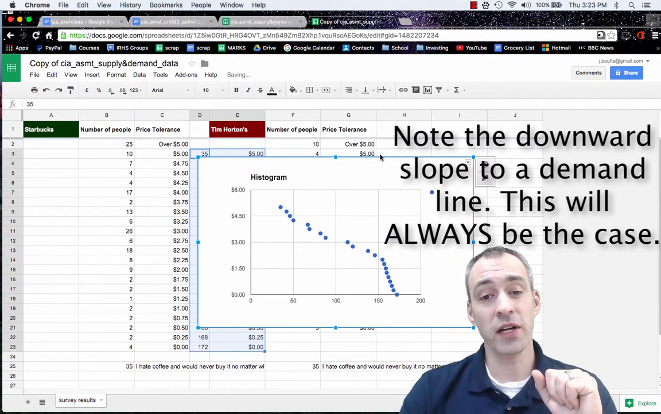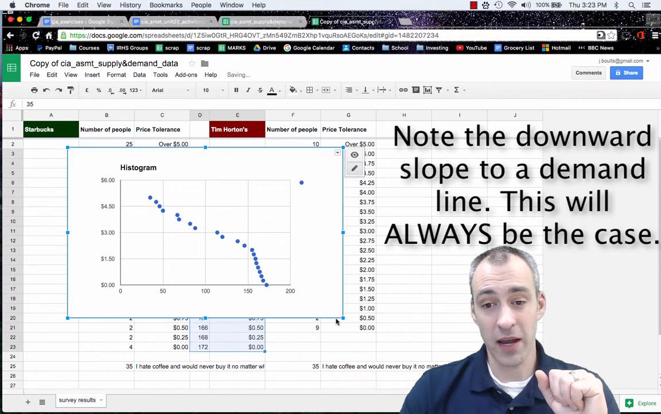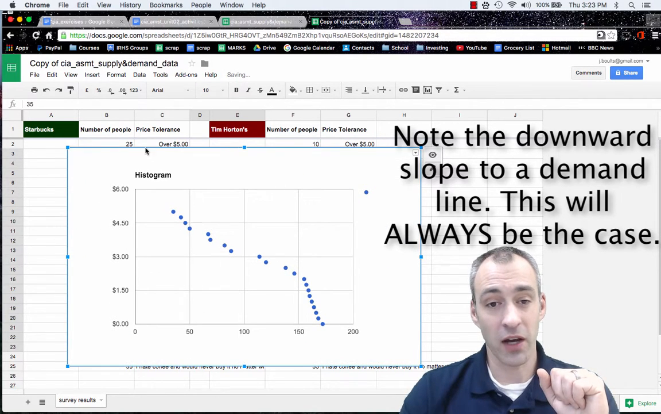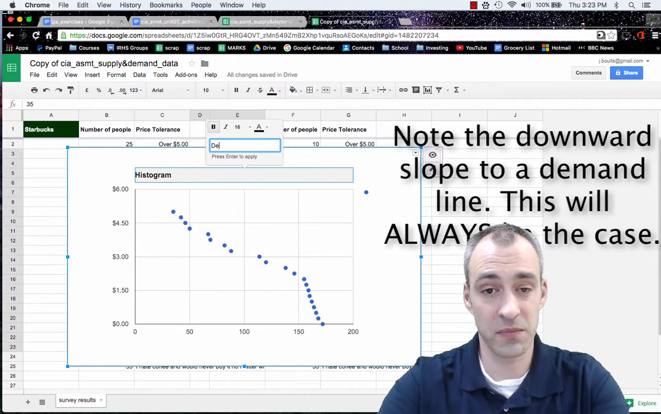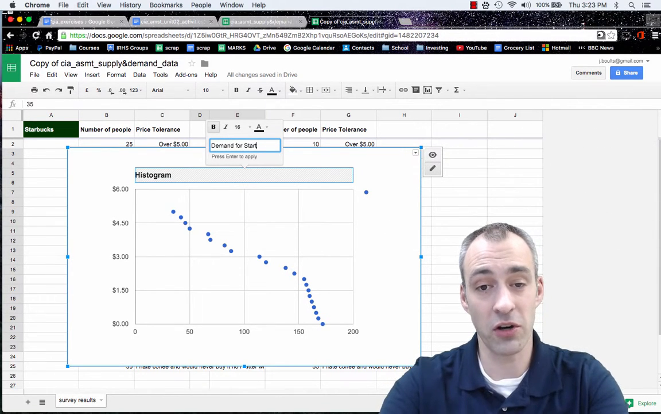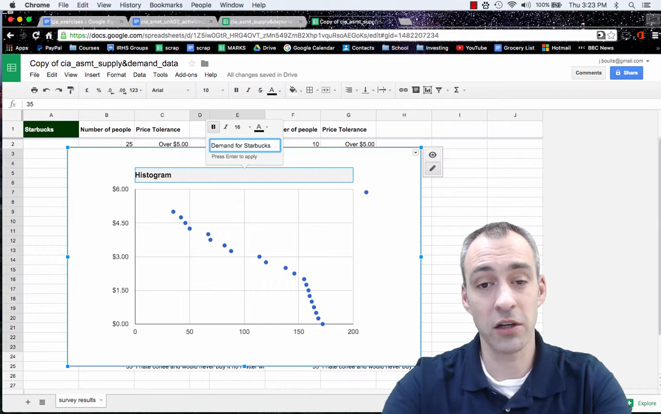And once we insert it, you've got this chart, it's not actually a histogram, which you can then label as, I don't know, demand for Starbucks coffee.